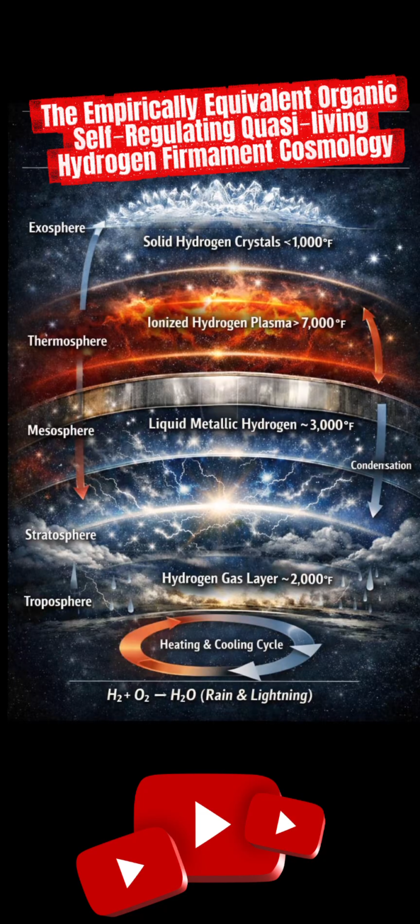Each layer has distinct temperature, pressure, and electromagnetic conditions. These gradients act as a natural sorting mechanism, guiding hydrogen into regions where different physical states become possible. This upward migration is the first step in the formation of the hydrogen layer firmament.